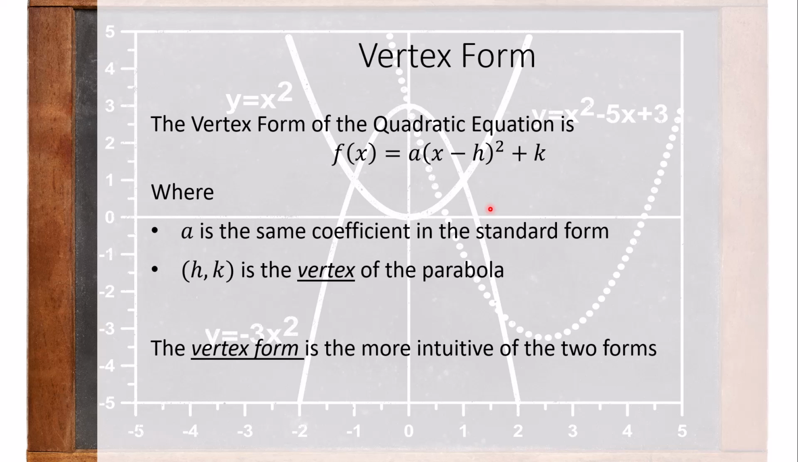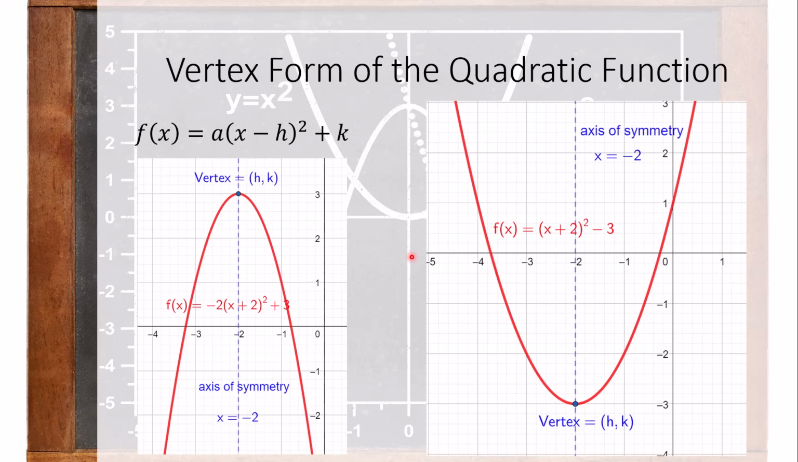In the vertex form, we get the same information from a, but we also know where the parabola turns, or where the vertex is, or where the maximum or the minimum is, depending upon whether the parabola is going up or down. So the vertex form happens to be a little more intuitive. And here we go. Here's the vertex form of a parabola.